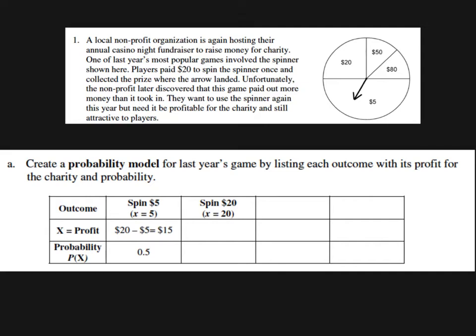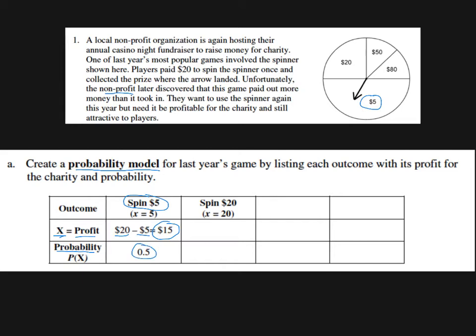Okay, so the first thing we're going to do here is create a probability model. Now remember, the probability model has to do with all of the values of x, where x is equal to the profit that the nonprofit took in, and then the probability of said profit. So the first thing we could do here is land on $5. The spin lands on 5, and so if you paid $20 and you subtract out the payout, that leaves us with a value of $15, and the probability of that $15 is 50%.